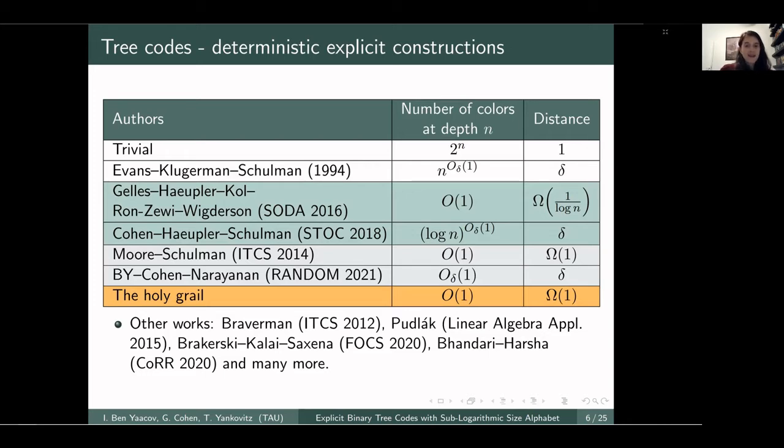The one by Gales et al. reached the best distance with a constant number of colors, and the work by Cohen, Haeupler, and Schulman, who from now on are referred to as CHS, achieves the best alphabet size for every constant distance. In this work, we improve upon both of these results.